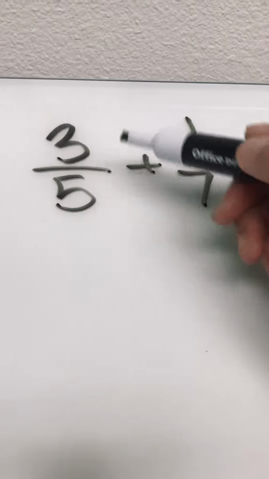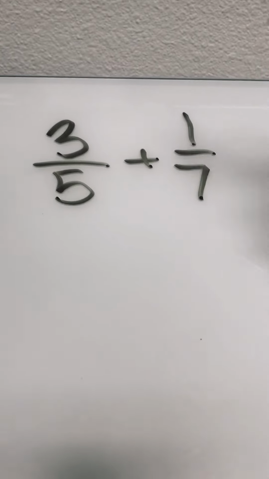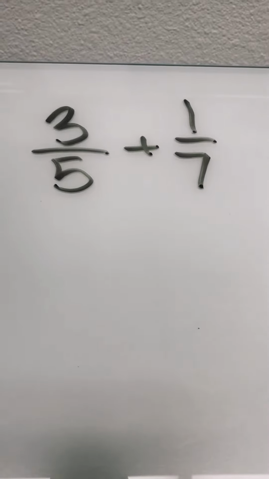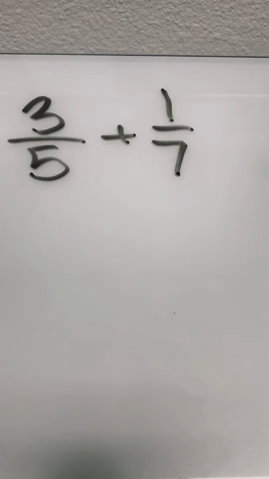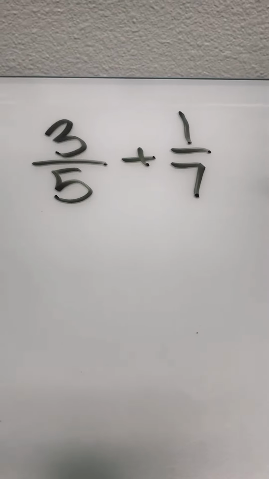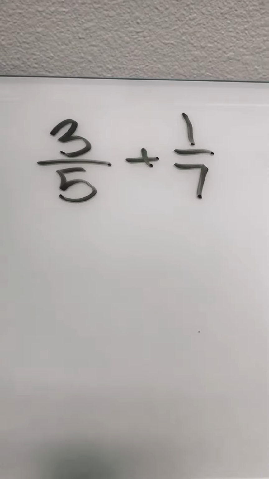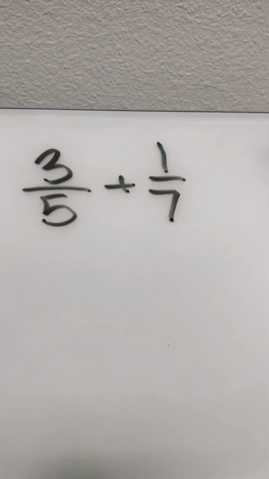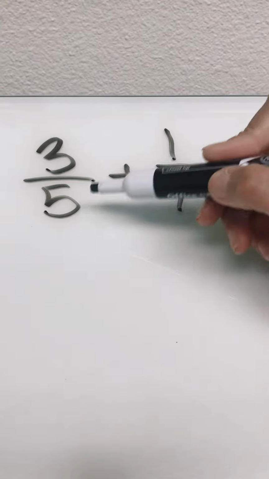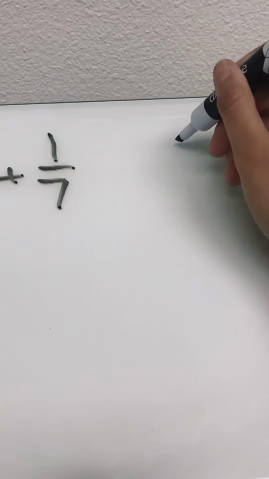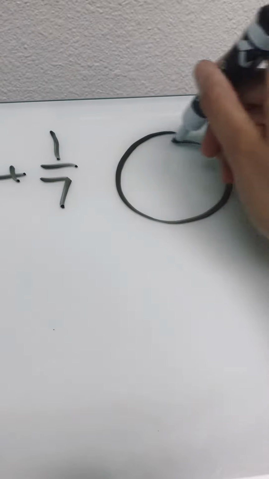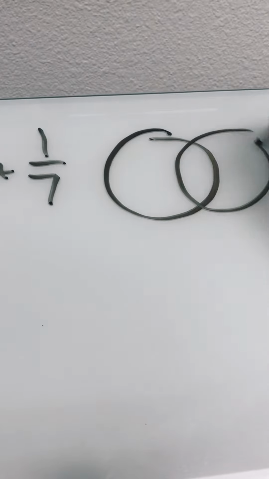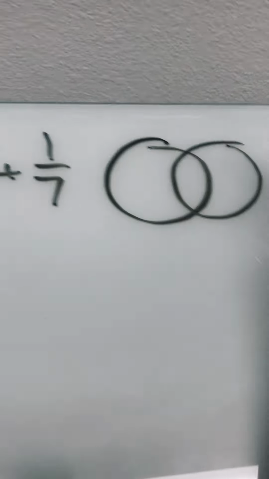Here we have 3/5 plus 1/7. Now I'm going to show you two different methods of how we can find our common denominator and solve the problem. So the first way is we want to make sure that we find a common denominator, and in order to do that we want to put our numbers here into some overlapping circles.